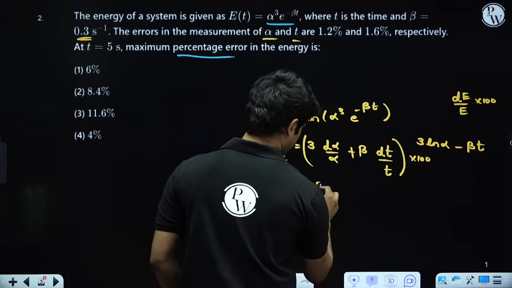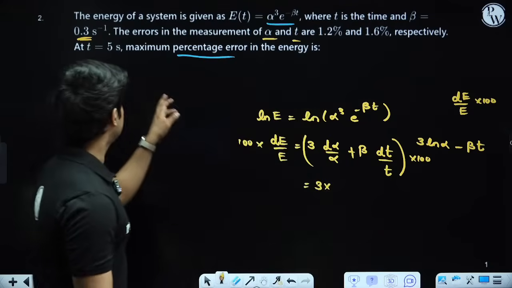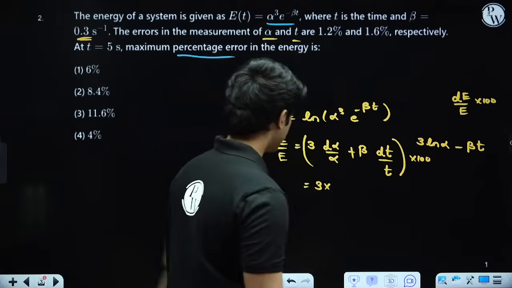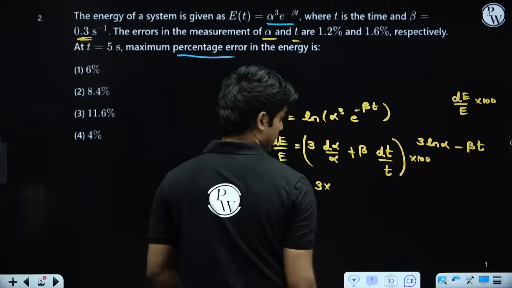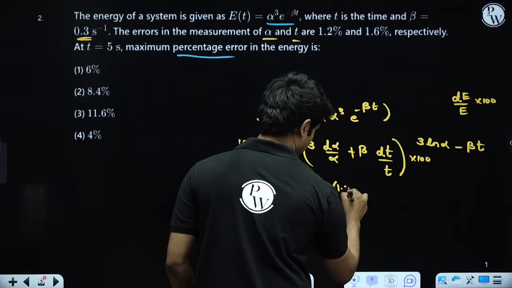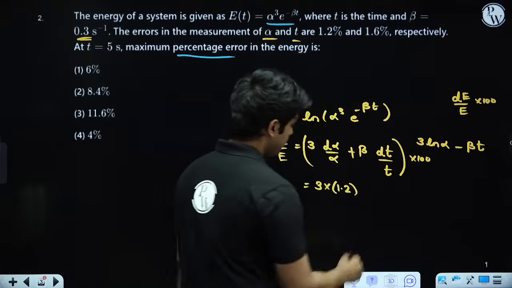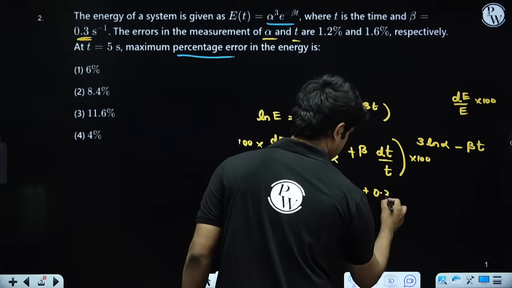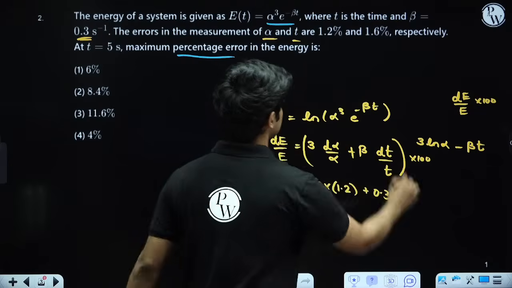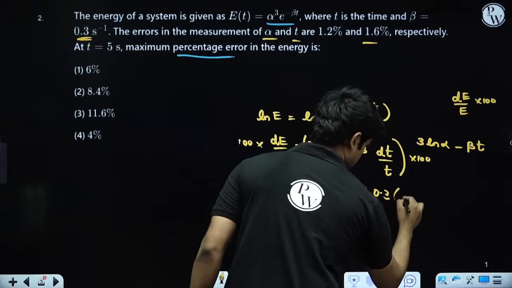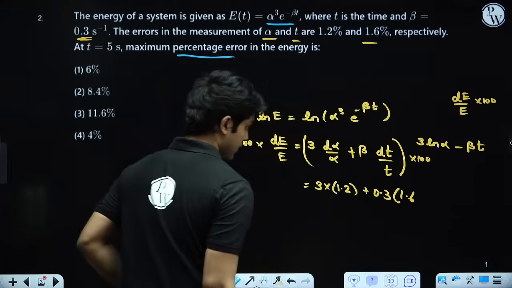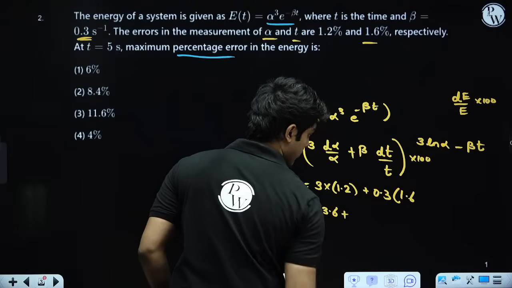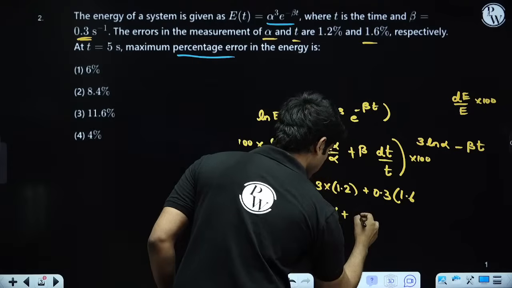So this would become 3 times d alpha over alpha. So what is the error in alpha? The percentage error in alpha is given to be 1.2%. So d alpha over alpha times 100 will become 1.2. Next we have plus beta. Beta is 0.3, constant as such, and the percentage error in time is 1.6. So this is 3.6 and this is 0.48.